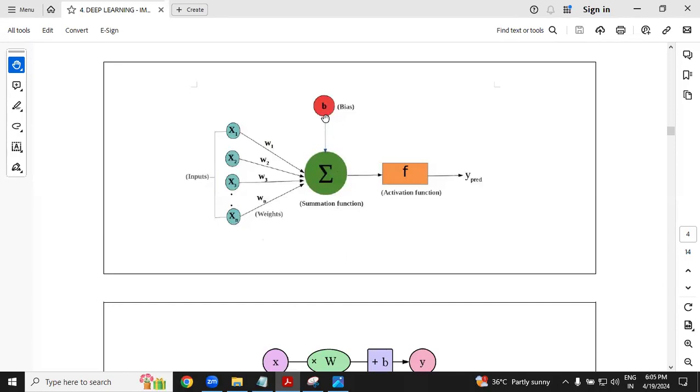And here are the bias values. Bias means, any idea? Very good, error. Then finally, the activation function. In between the summation function and the output, we get one thing: the activation function.